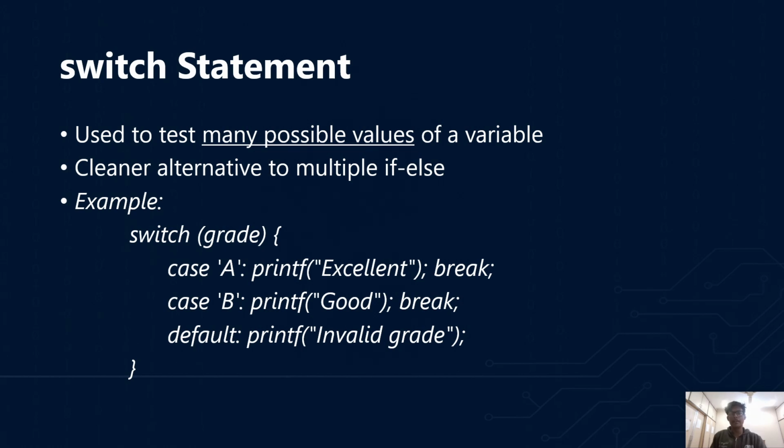Switch statement. The switch statement is another type of branching that's useful when we need to test many possible values of a single variable. Instead of writing many if-else conditions, we can use a switch for cleaner code. You can see the example on screen to understand its application.